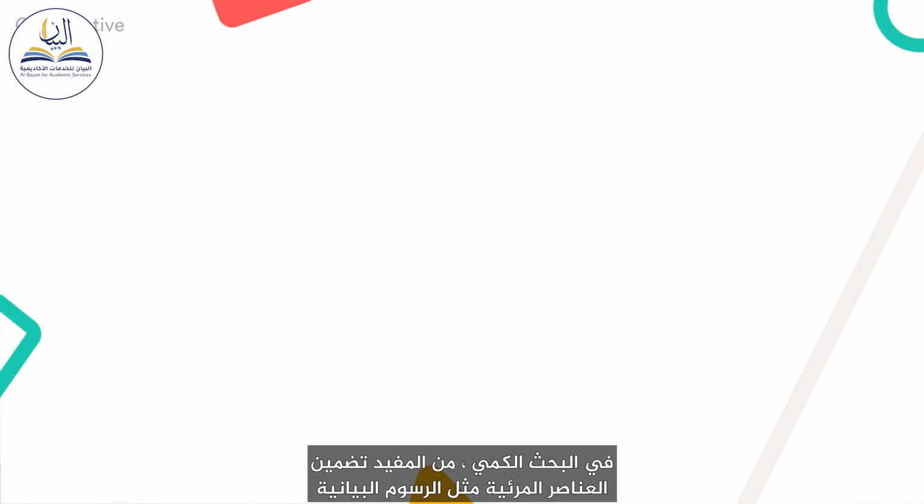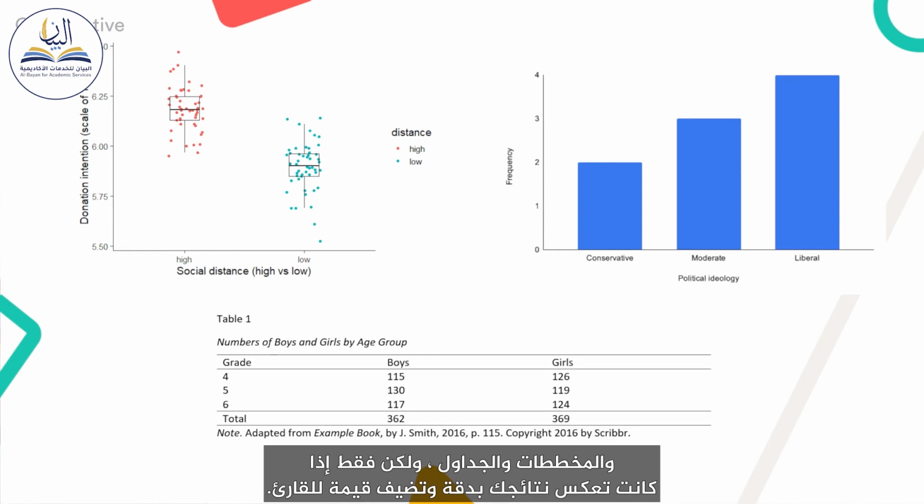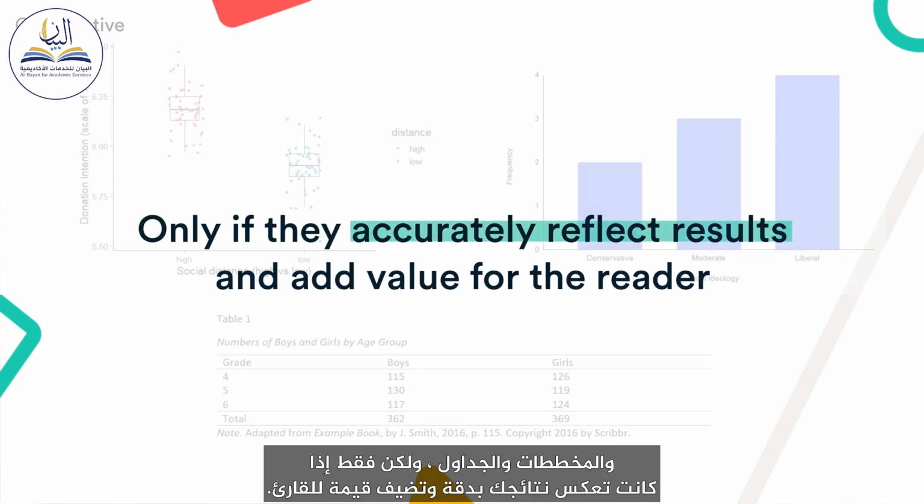In quantitative research, it's helpful to include visual elements such as graphs, charts, and tables, but only if they accurately reflect your results and add value for the reader.